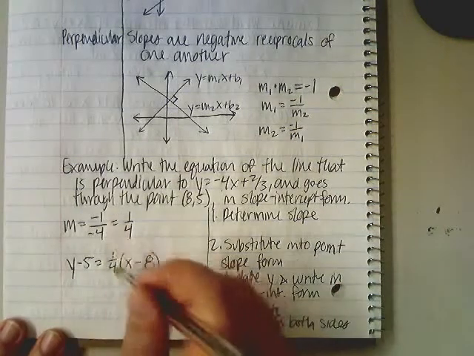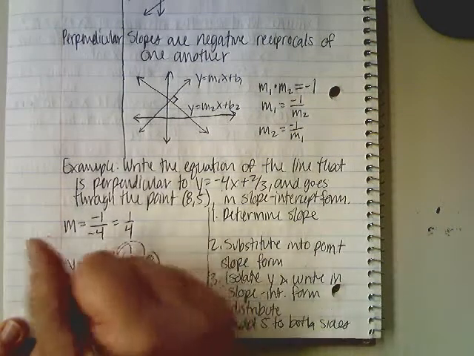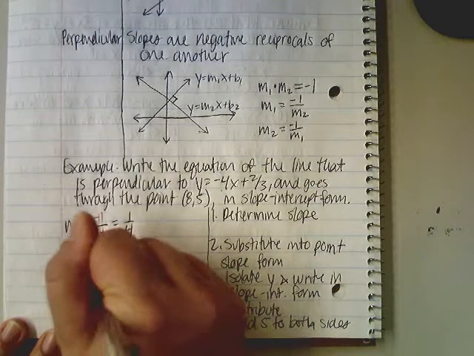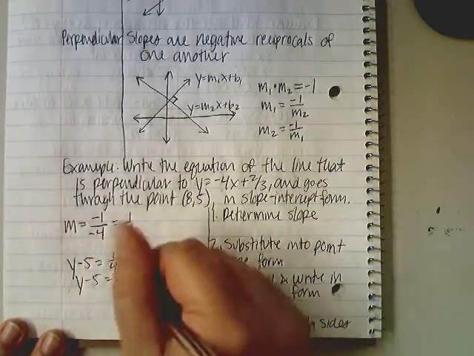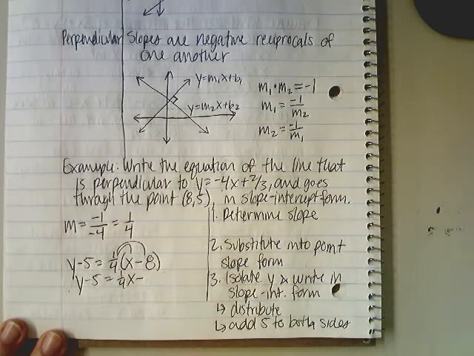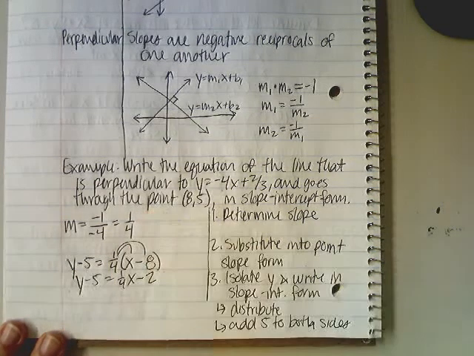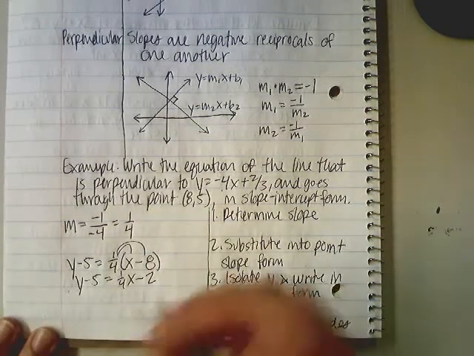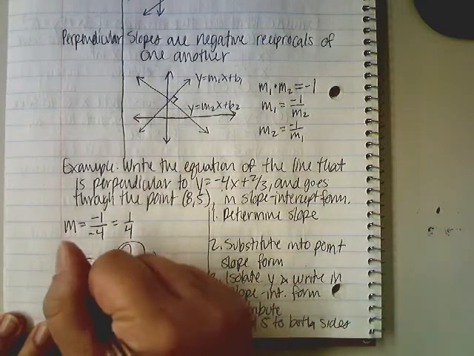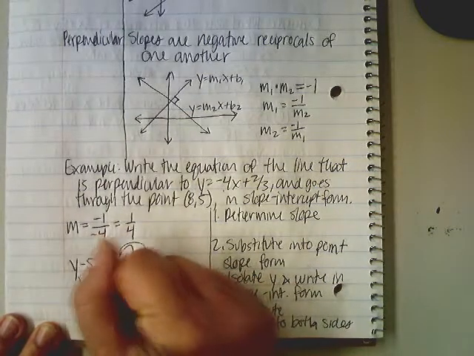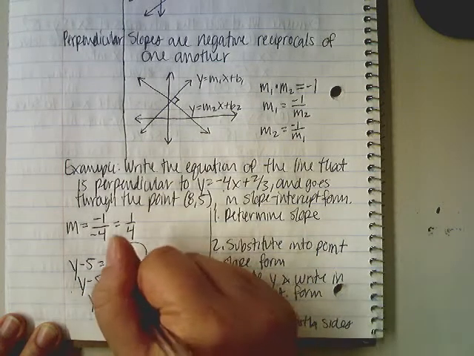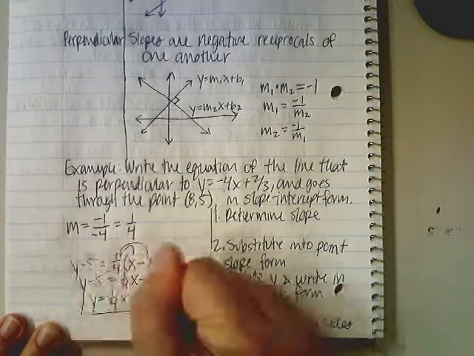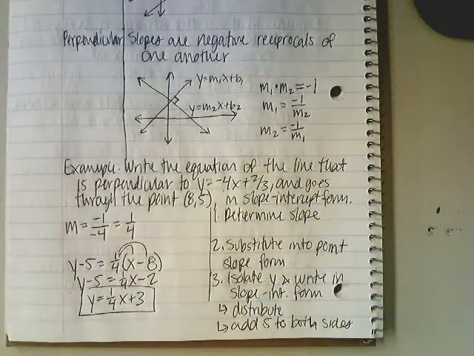So actually doing it, I'm going to distribute the 1/4 in, so I'm left with y minus 5 is equal to 1/4 x minus 1/4 times 8, which is the same as 8 divided by 4, which is 2. Then I'm going to add 5 to both sides, so I'm left with y is equal to 1/4 x. Negative 2 plus 5 is going to be plus 3. And that is my slope-intercept form.